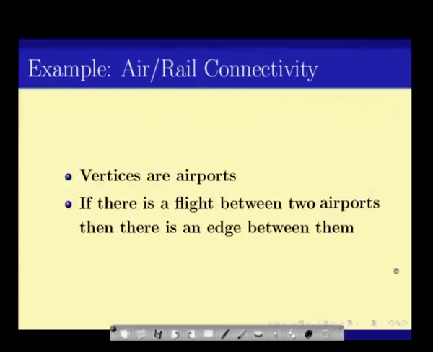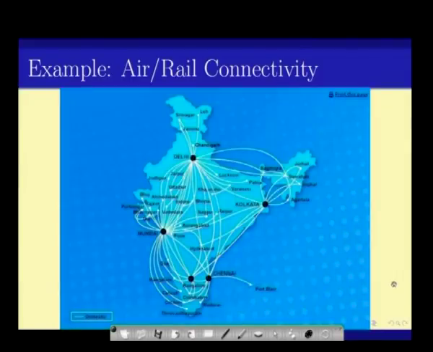Another example is the air or rail connectivity, where all the vertices are airports and we denote by an edge if there is a flight between two airports, and say here is a rail or air connectivity of India. Basically we can see that there are various edges which say that from Kolkata there is a flight to Bombay, from Chennai there is a flight to Bombay, from Chennai there is a flight to Bangalore and so on.